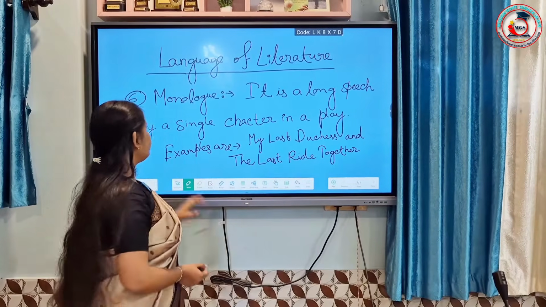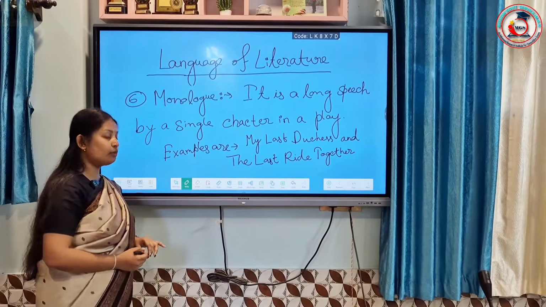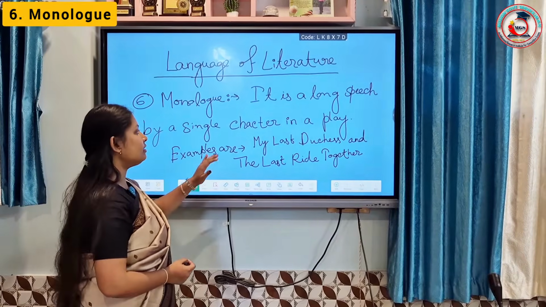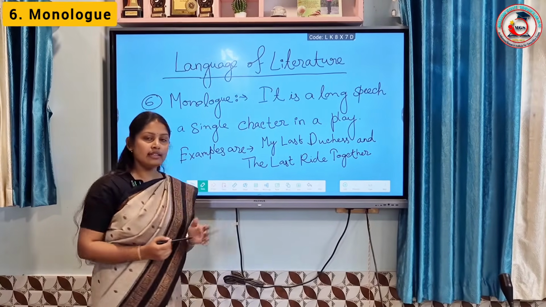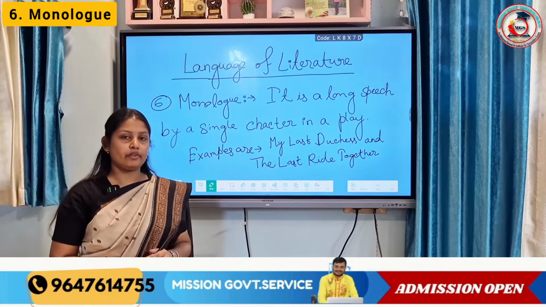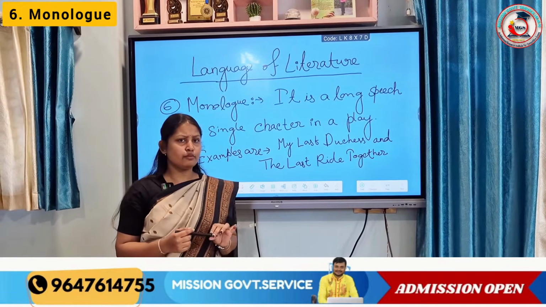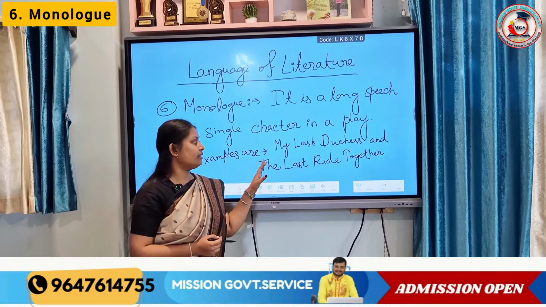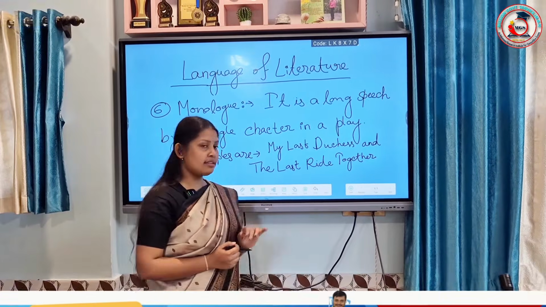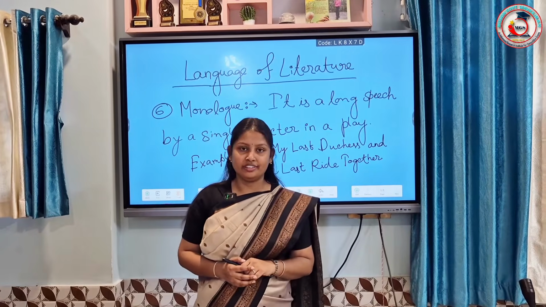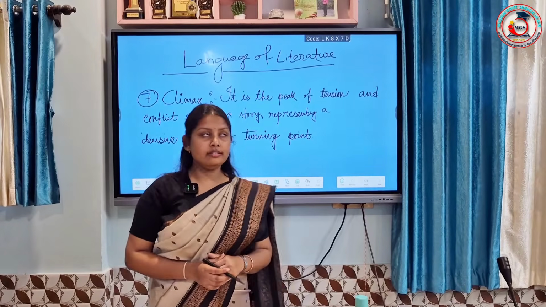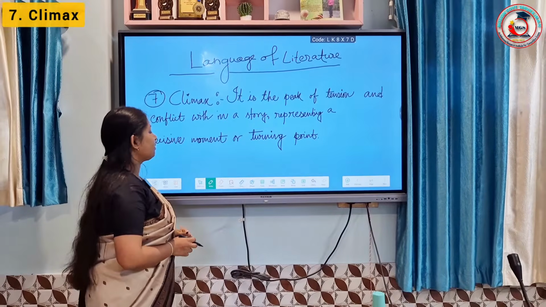So the sixth literary term is monologue. And it is a long speech by a single character in a play. And we can consider as examples of monologues My Last Duchess and The Last Ride Together by Robert Browning.